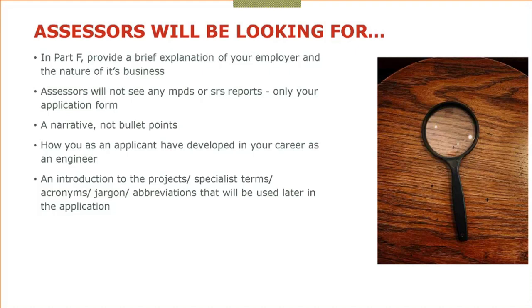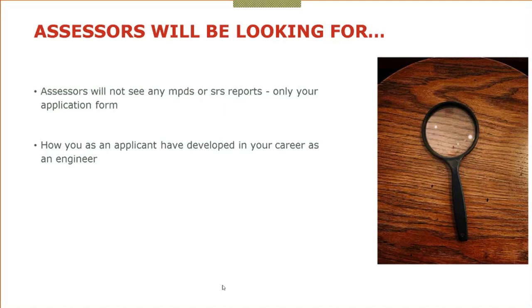Please also introduce any of the projects or specialist terms, acronyms, jargon, abbreviations that you're going to use later in the application form in this part F of the document. So this is an opportunity for you to introduce those specialist terms, but you do need to write them out fully before you use the abbreviated version, please. Once you've explained them, you can then, later in the document, use the abbreviated version of the acronym or jargon or abbreviation that you're using, or technical term, whatever it might be.